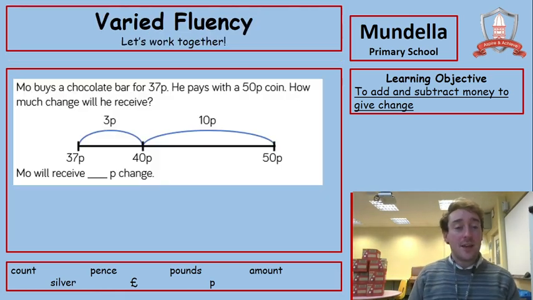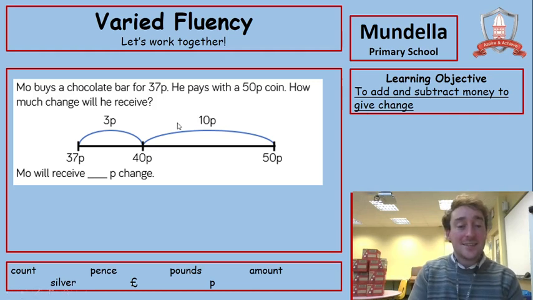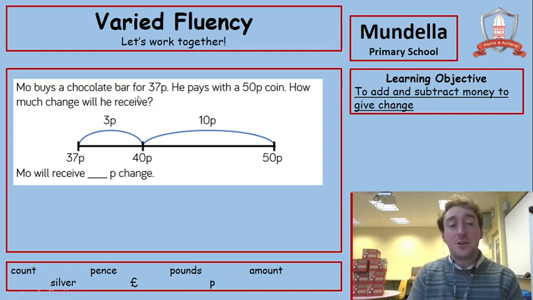Okay, we're going to work together on some fluency, and this one's quite easy. I think we'll get this after all that we've done yesterday. So it says Mo buys a chocolate bar for 37p. He pays with a 50p coin. How much change will he receive?